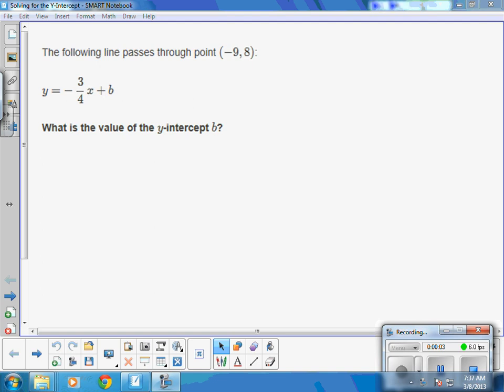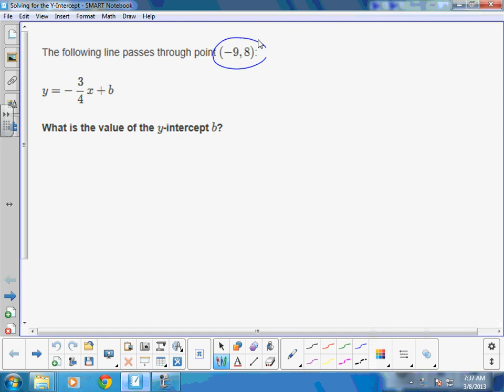All right, solving for the y-intercept. When we're solving for the y-intercept, it's similar to solving for any variable. Once we solve for that variable, we will substitute those values in for the variables. If you notice, we have three variables: the y, the x, and the b, and I only have two values to put in.